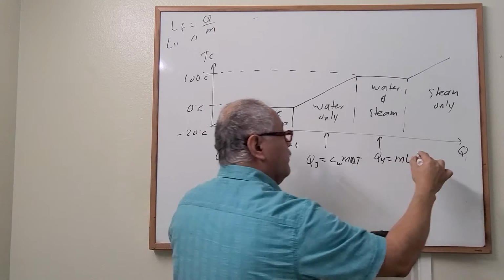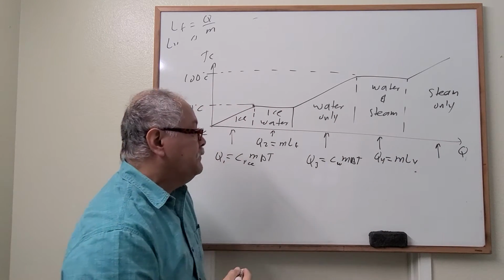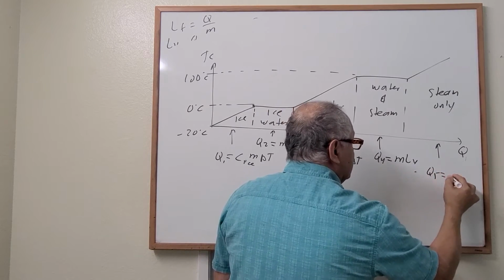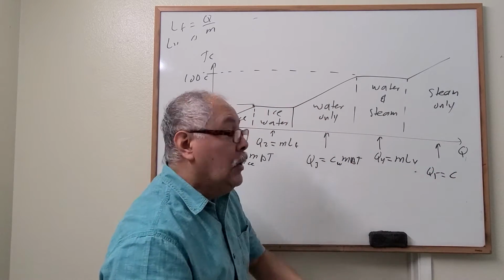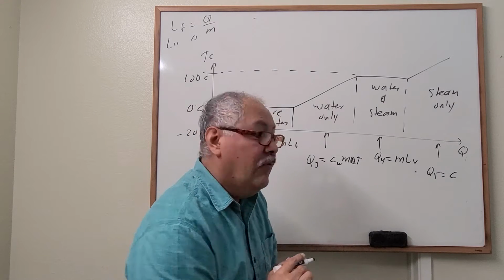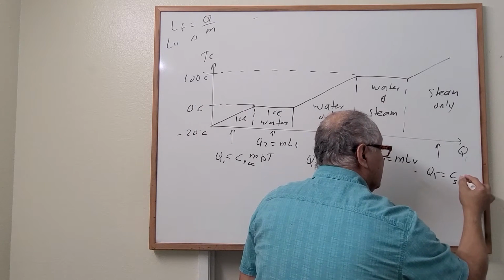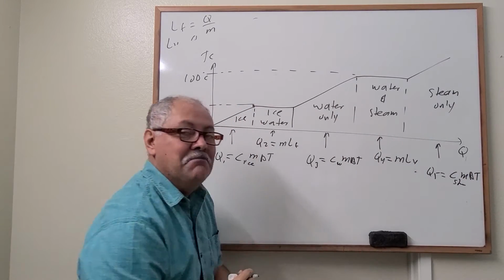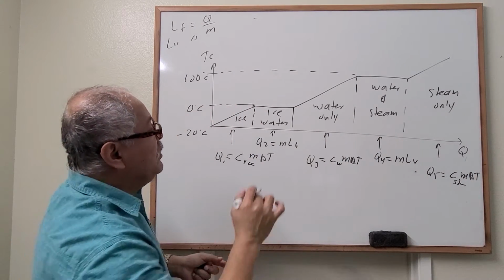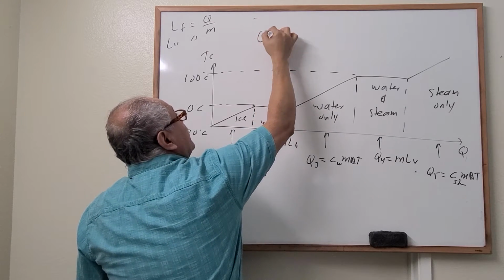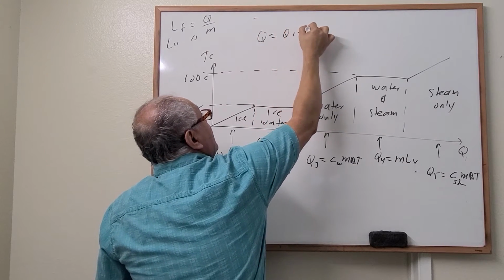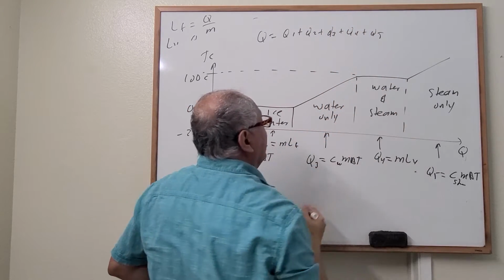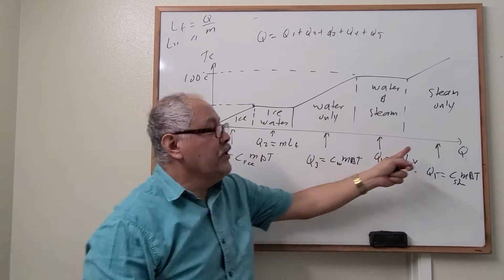And finally, right here, the heat is equal to the specific heat for steam times the mass of the steam times the change in temperature of the steam, correct? So in general, the total heat is equal to heat 1 plus heat 2 plus heat 3 plus heat 4 plus heat 5, when we're going from here to here.